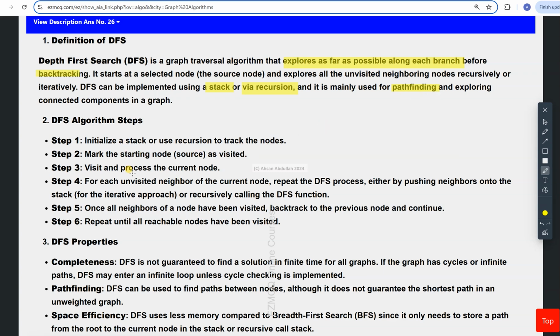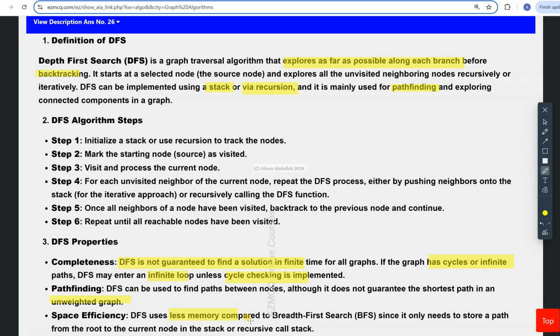So these are the steps, and we will look into these steps in detail when we look at the detailed working. Depth first search is not guaranteed to find a solution in finite time for all graphs. If the graph has cycles or infinite paths, then it is a problem. It will go into an infinite loop, unless cycle checking is implemented. Whenever it visits a vertex, you look at whether there is an edge between the vertex currently visited and one visited before. If there is an edge, then it's a cycle. And it does not guarantee the shortest path in an unweighted graph, so it has its limitations for unweighted graphs also.